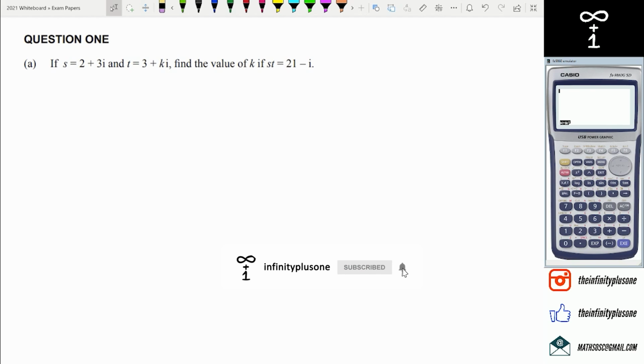Okay, so nice and easy. Well, never a nice thing to say at the start of question one, but it is all right. So all we have got here is two complex numbers, and we've got to figure out what the value of k is if st equals 21 minus i. So what we've got to do is multiply these two complex numbers, s and t, just straight up.